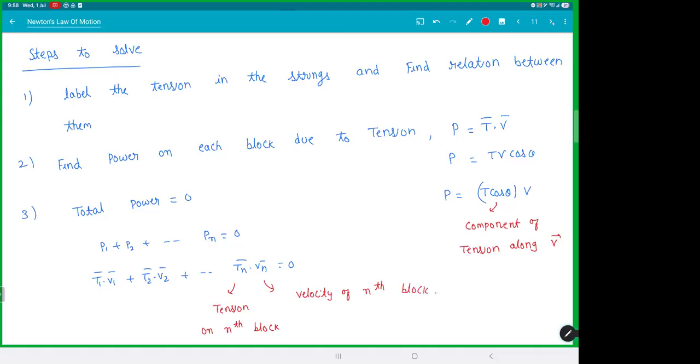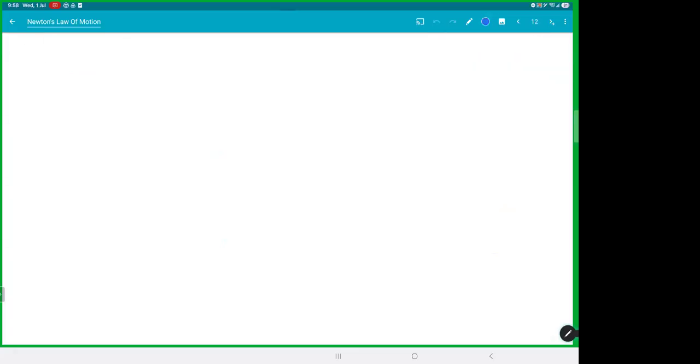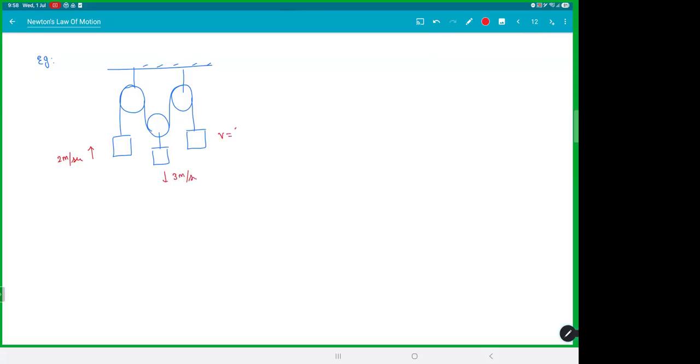Are the steps clear, everyone? Let me show you the example. In method 1, the things we did. Now, if I use the same method, see how it works. And you will see how easy it actually becomes. There's no headache of all that tension and everything. Let's say this is going up with 2 meters per second. Let's say this is going with 3 meters per second. And this velocity, we don't know.